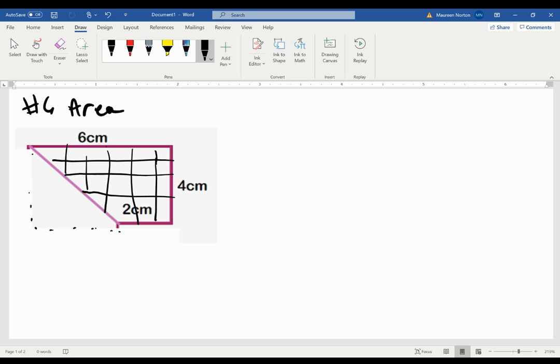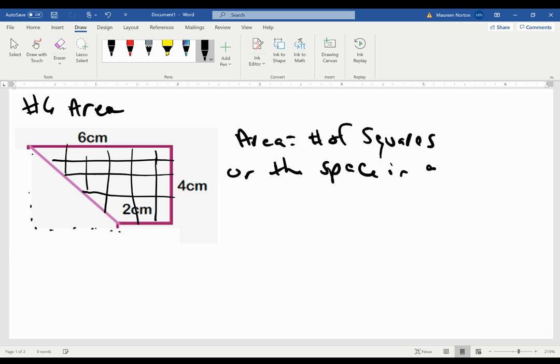So what we're going to be doing is the area is the number of squares that fit inside a figure. So area, number of squares, or the space in a 2-dimensional figure. And what that means, it's just something that's flat on the ground. There's no cubes in here.